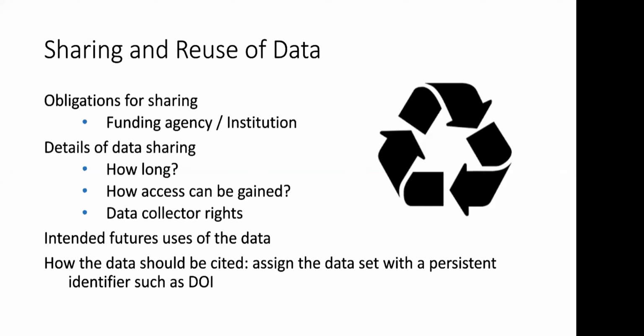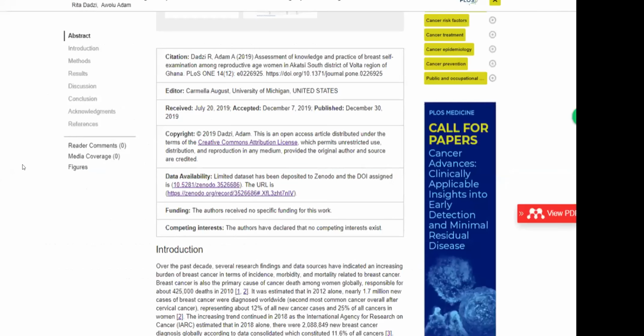An example I saw on a journal page yesterday explains how a limited data set has been deposited to Zenodo and the DOI assigned is whatever, or the URL. And so that's an example that we're going to see more and more these days, where data has to be deposited along with when a journal article is published.